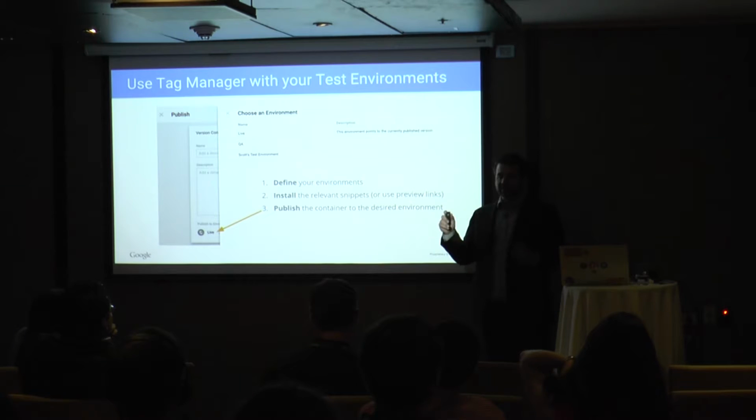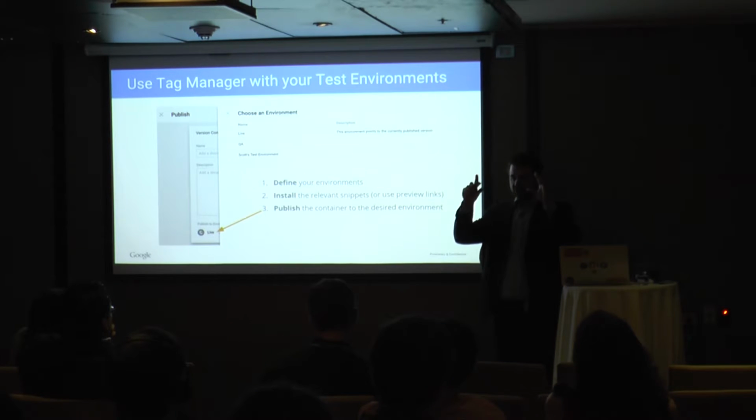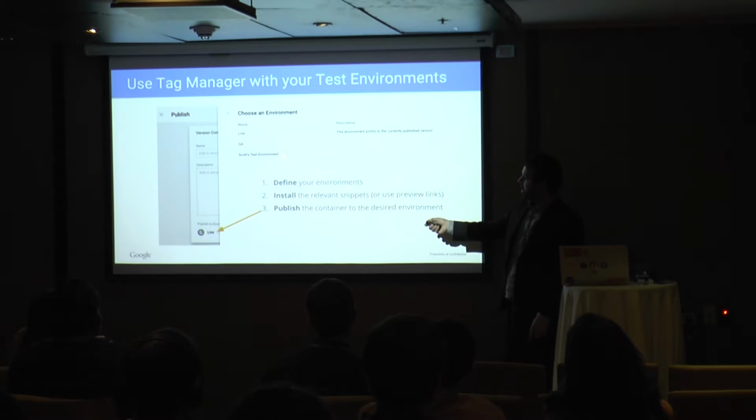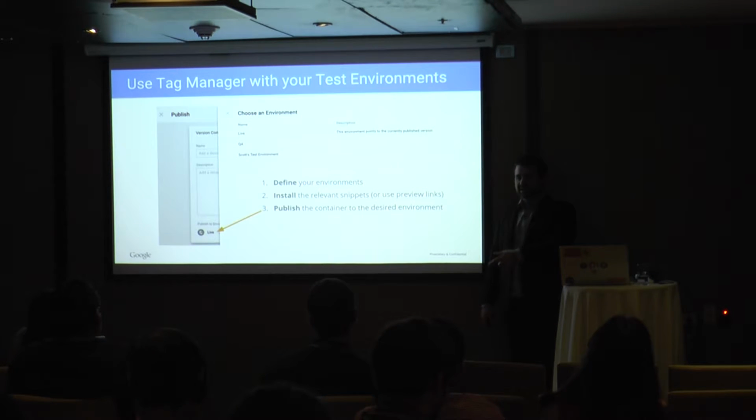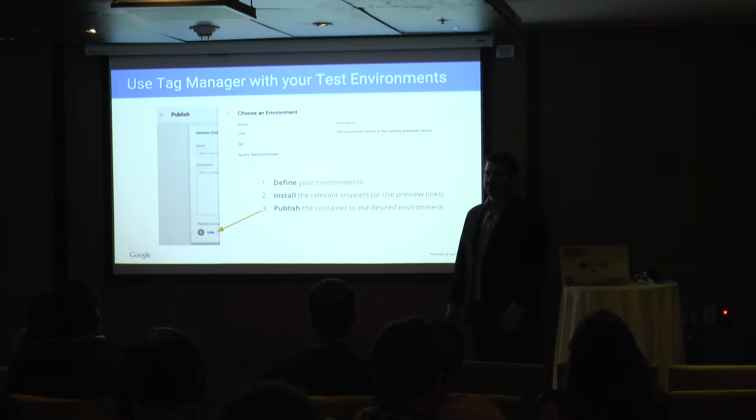You can either install a separate Tag Manager snippet, a new snippet of code, on each of those environments so that it will always use the right environment. Or you can use links, like if you're familiar with our share preview functionality, you can access your testing environment with one of these links, and when you do that, it will always show you the right container versions.